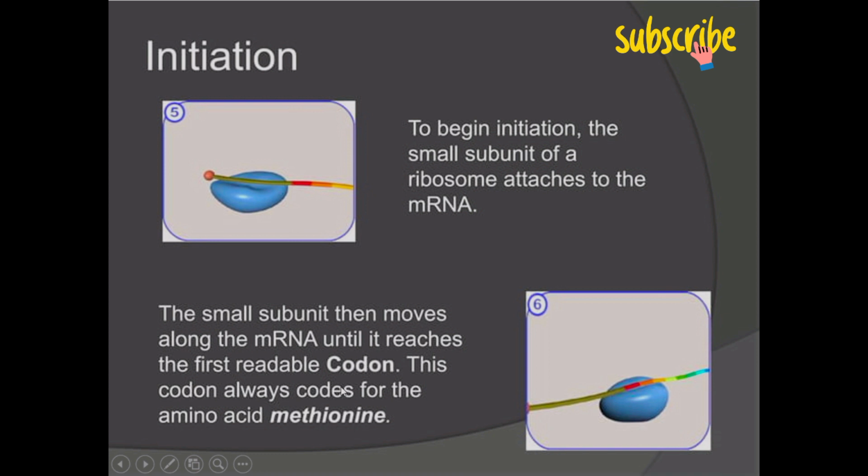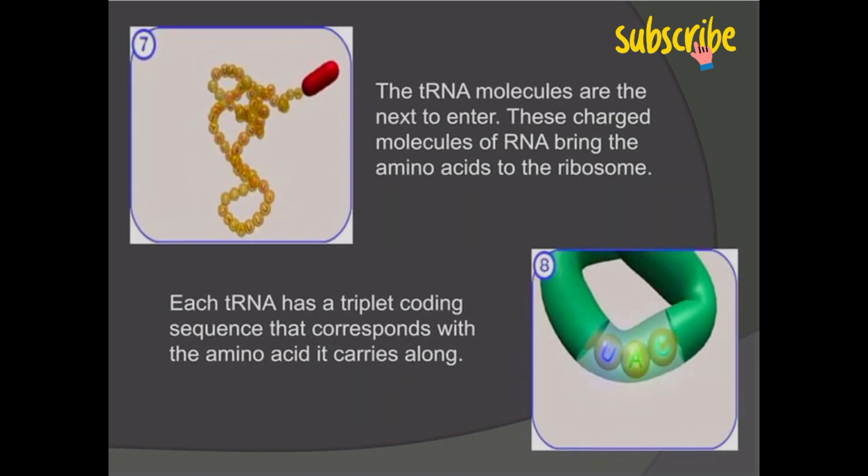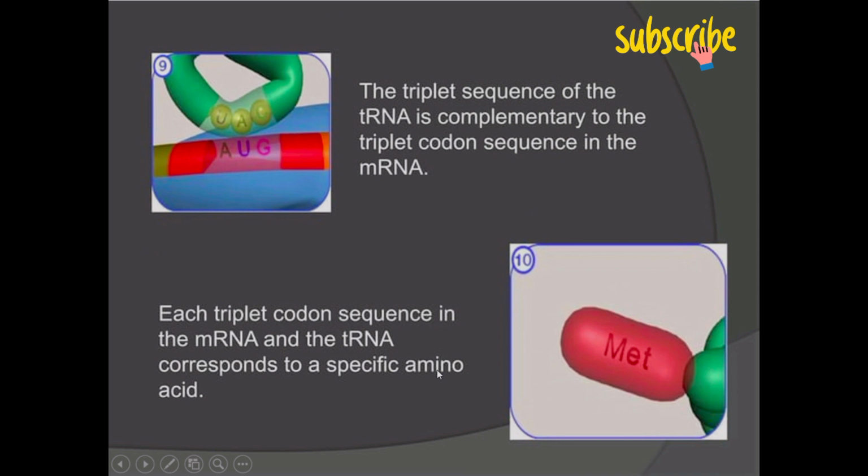This codon always codes for the amino acid methionine, which is known as the starting codon. The transfer RNA molecules are the next to enter. These attached molecules of transfer RNA bring the amino acid to the ribosome. Each transfer RNA has a triplet coding sequence that corresponds with the amino acid it carries along. The triplet sequence of the transfer RNA is complementary to the triplet codon sequence in the messenger RNA.